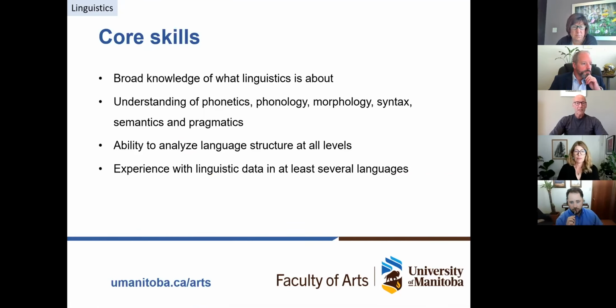Finally, some core skills. Basically, broad knowledge of what linguistics is about, understanding of the various parts of language production, language use, the ability to analyze language structures, and also experiencing language data in at least several languages.